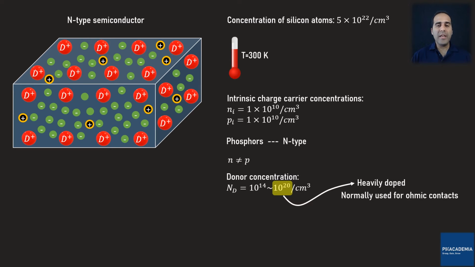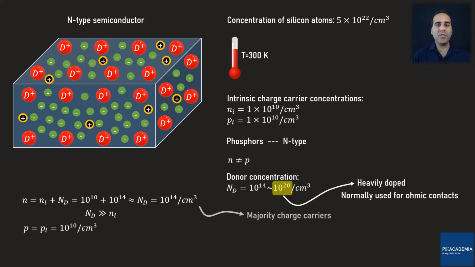As a result, since the concentration of free electrons in an N-type semiconductor equals Ni plus Nd, and Nd is much larger than Ni, I can confidently say that the free electron concentration is Nd, 10 to the power of 14 per centimeter cube. In an N-type semiconductor, the hole concentration remains intact and equals Pi. In an N-type semiconductor, since free electrons outnumber the holes, they are called majority charge carriers. Holes are minority charge carriers.